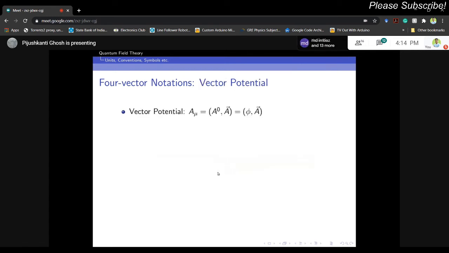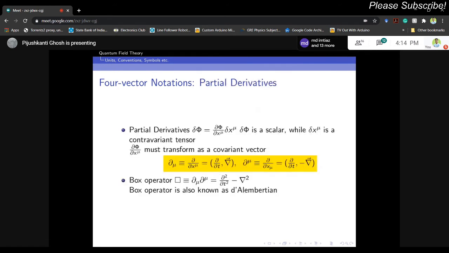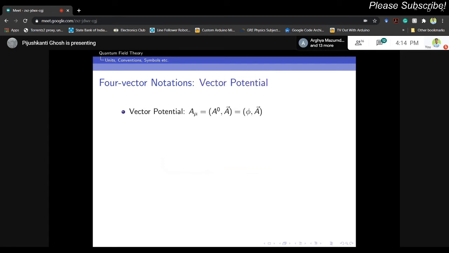So this is all about partial derivatives in 4-vector notation. Now we'll be studying the electromagnetic field. So how to write the vector potential, electric field, and magnetic field in this 4-vector notation. So did you learn something in Vishwajit's course or not? Have you learned the 4-vector notation of electromagnetic theory or not?